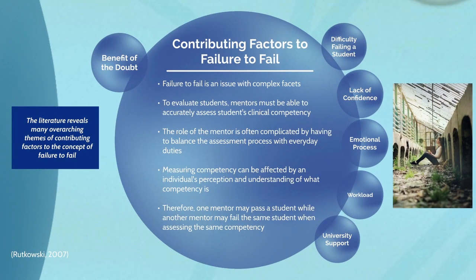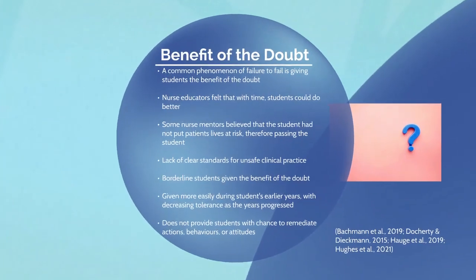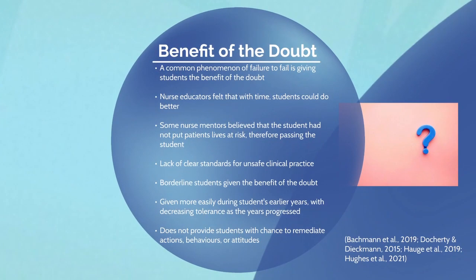The final theme to be discussed regarding failure to fail is giving students the benefit of the doubt. A common phenomenon of failure to fail is giving students the benefit of the doubt. The literature reports that with time, nurse educators felt that students could do better. As cited by Bachman et al. in 2019, some nurse mentors stated the student had not gone so far as to put the patient's lives at risk and had therefore given the student the benefit of the doubt and passed.